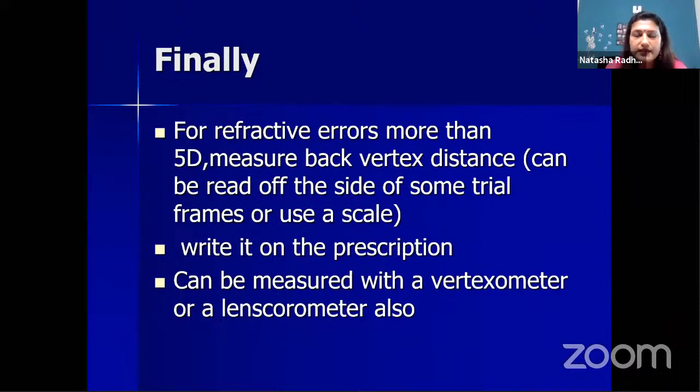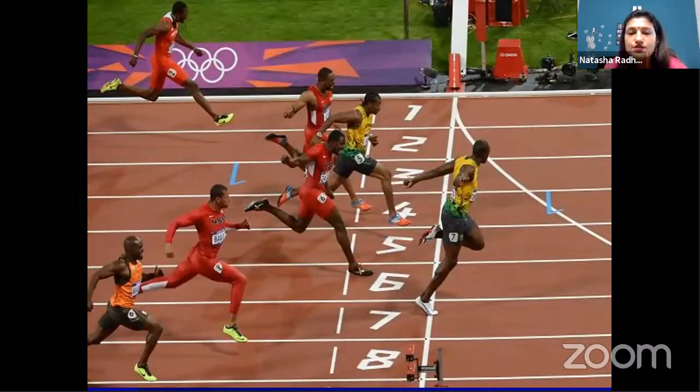And for any refractive error that is more than 5 diopters, you need to measure the back vertex distance, which can be read off from the side of the trial frame in some trial frames, or you must use a scale. That is the distance from the back of the lens in the trial frame to the front of the cornea. That should be written for high refractive errors because the effective power of a lens is determined by the distance of the lens from the cornea. The further away it goes, if it is a plus lens, the effective power will increase. The closer it comes, if it is a minus lens, the effective power will increase. So the optician who is dispensing it should know this. So you need to write the back vertex distance. So that is the end point of your refraction, and all the steps have been covered.